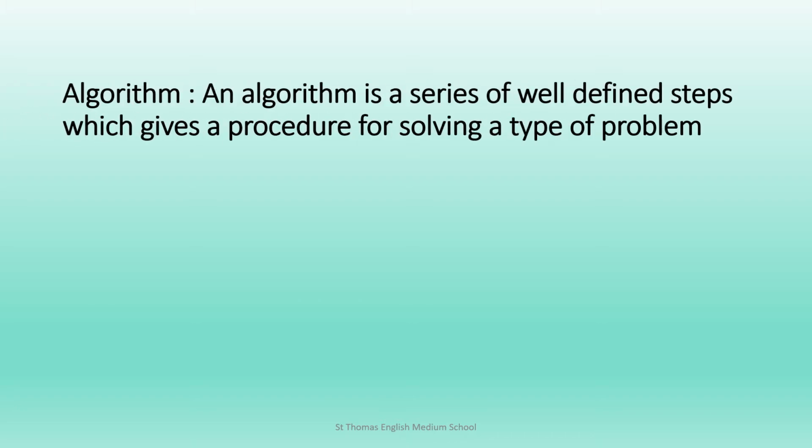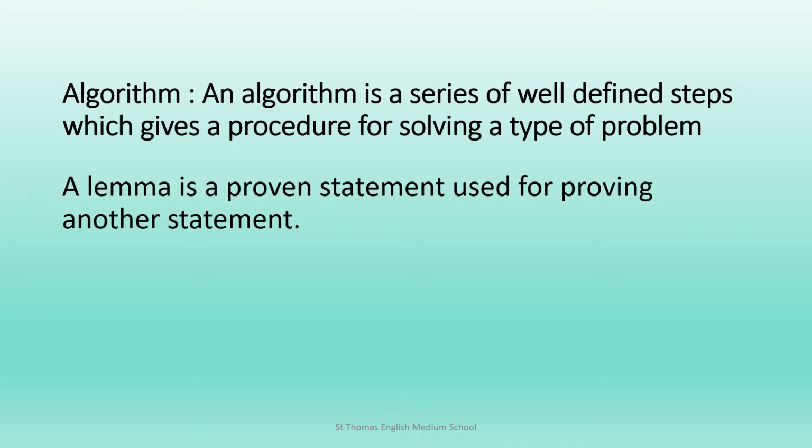An algorithm is a series of well-defined steps which gives a procedure for solving a type of problem. A lemma is a proven statement used for proving another statement. You are using the division algorithm for finding the HCF of two numbers. Now, moving to Euclid's lemma.